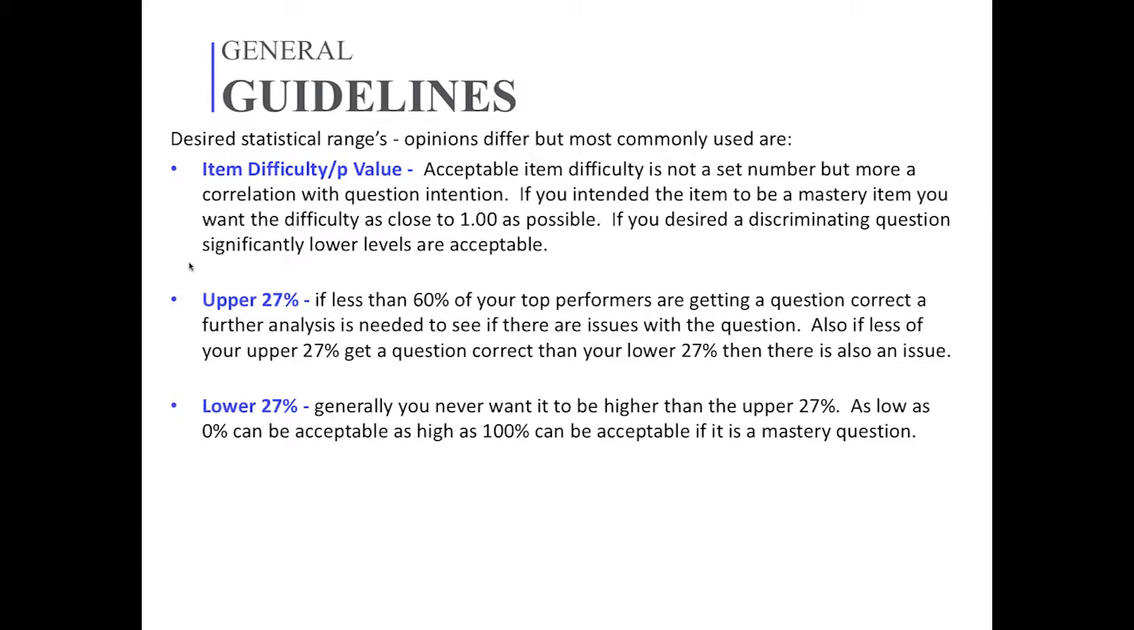On the lower 27%, really, as low as 0 can be acceptable, and as high as 100% can be acceptable. It's a little bit different in the sense that with the upper 27%, I do have a floor for what's acceptable. But with the lower 27%, let's say 35, 40% of the class get it right, all the top students get it, none of the bottom students get it. There could be a scenario where 0 bottom performers get it, and you would still want to keep the item. But again, it's really more about how this number relates to the upper 27%.